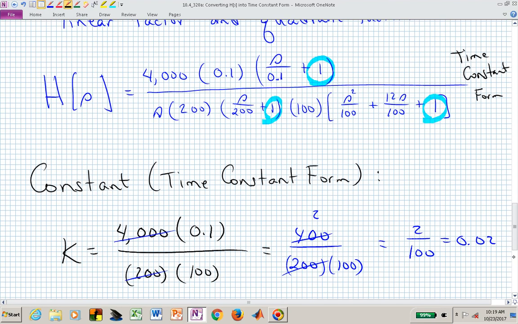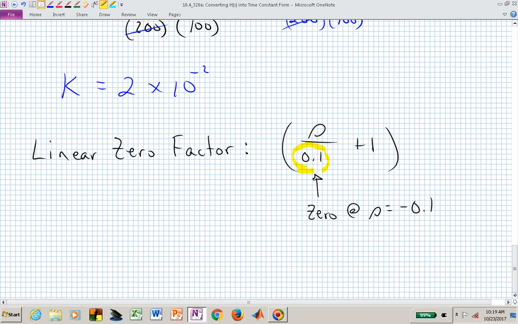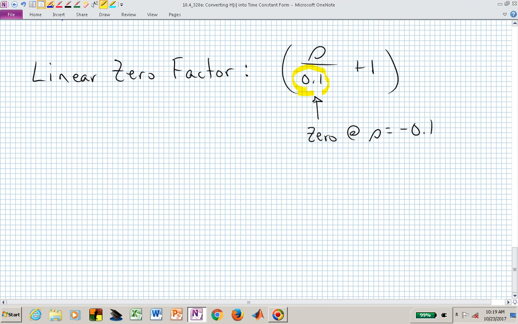If we look again at this transfer function with all of the messy coefficients, we have an s. That's not a very nice looking s, but we do have an s by itself, and it's in the denominator, so it's a pole. We have a pole at the origin.